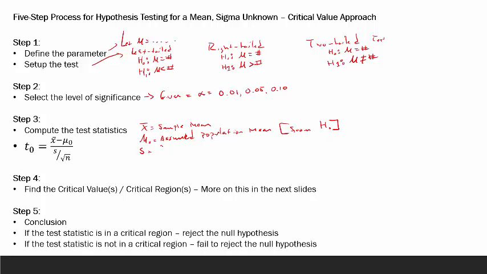S is the sample standard deviation. And n is the sample size.